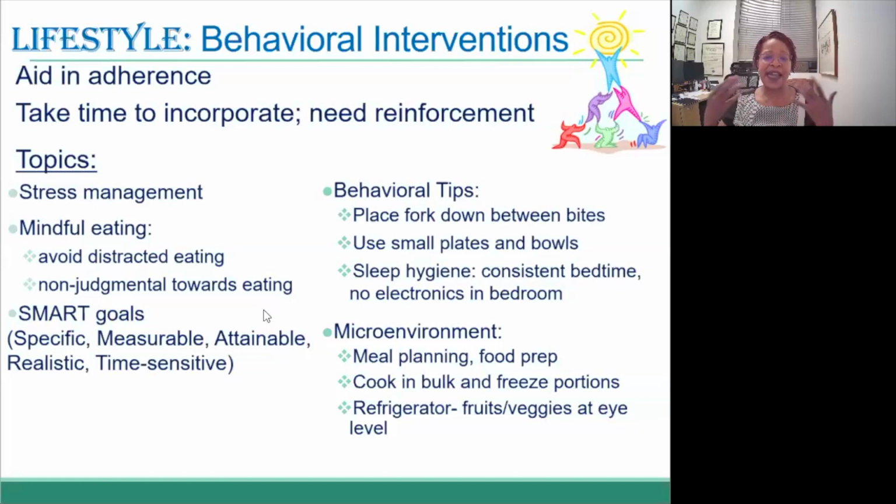It leads to us eating at a slower pace. Also, things like setting up the environment at home, meal planning, food prepping, also sleep.